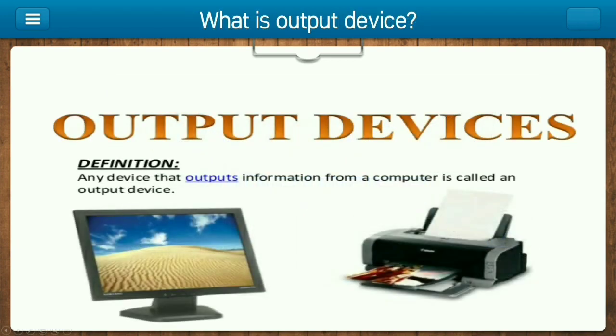Any device that outputs information from a computer is called an output device. That is, after processing, the CPU gives us information or a result. That result we call output, and for seeing the output we use a monitor or other output devices like a printer to see the outputs. So the device that gives us output is known as an output device.